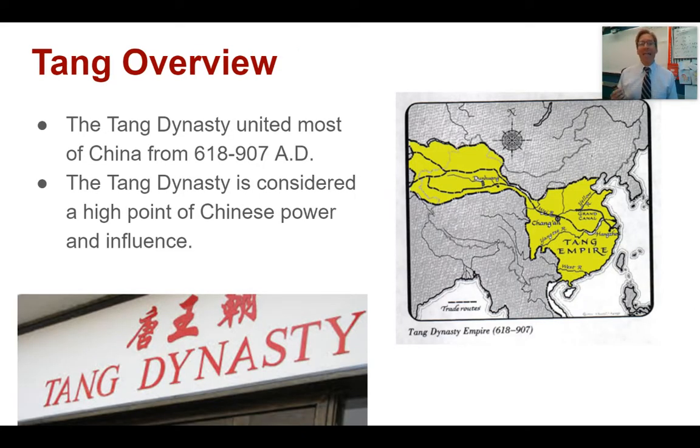Now, the Tang dynasty is going to be what starts to pull China out of their version of the Dark Age there after the Han. They're going to control and unify much of China. It looks like a different China than today, but a sizable part of the East Coast where the population of China lives was under Tang rule. And this was considered a high point of early Middle Ages Chinese power and culture.